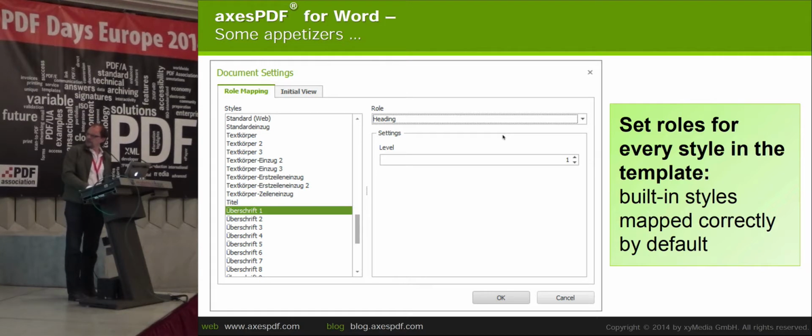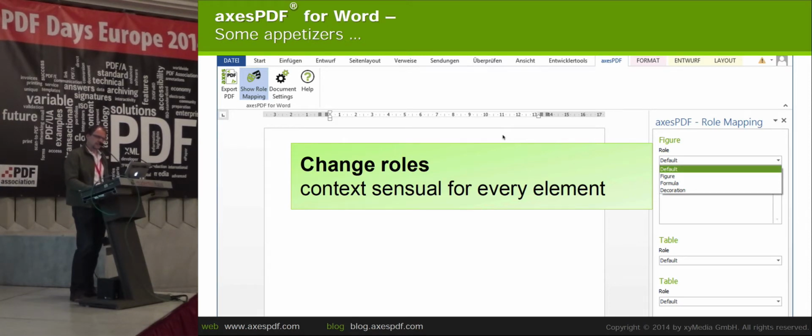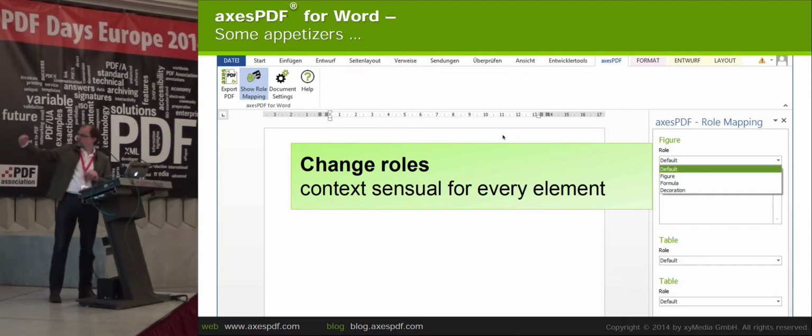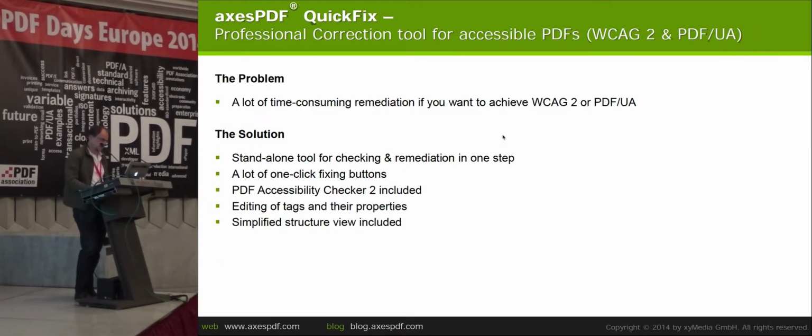The template developer has the choice. He can use all the built-in styles in Word. By default, they are combined with accessibility features, with PDF tags. If he uses customized styles, he can map them to PDF structure elements. And the author can click the button, show role mapping, and he can define role mapping for elements or add the alternate text in this task pane.